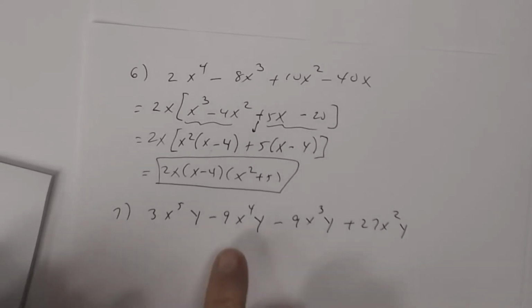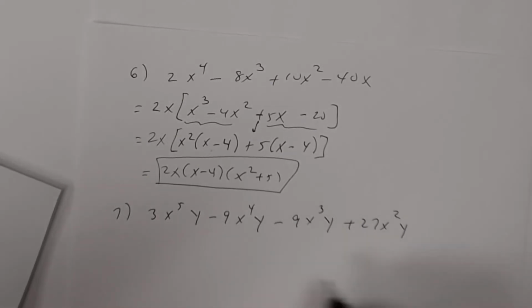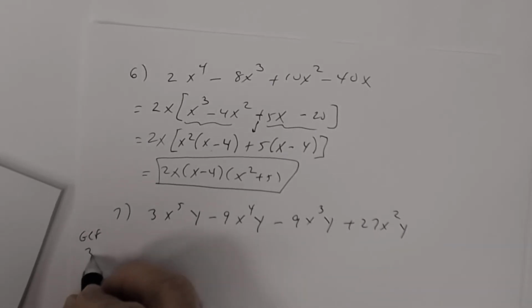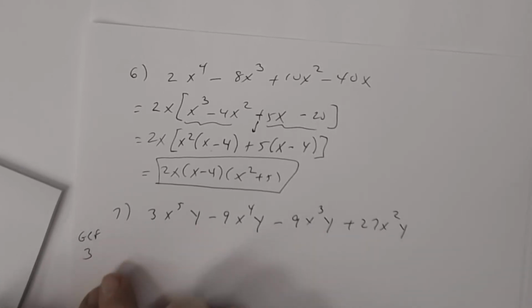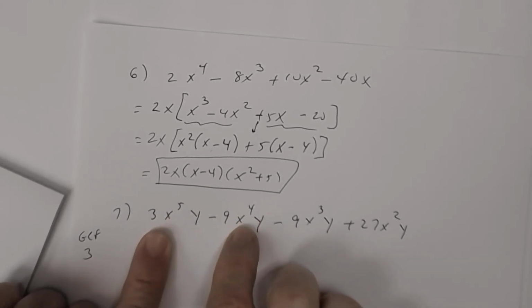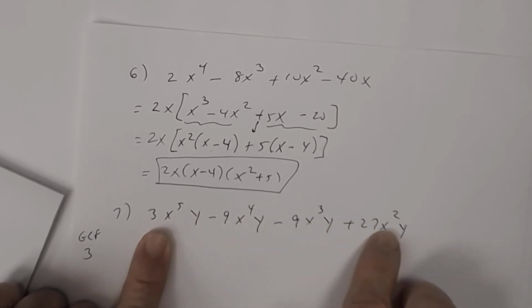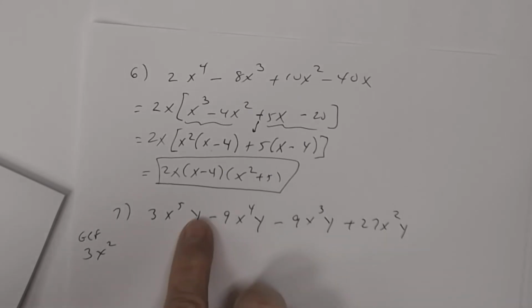So if you look at your coefficients, 3, negative 9, negative 9, 27, the GCF of that is 3. If you look at your x's, are there x's in every term? Yes, there are. So I know I'm going to have some x's in my GCF. There are 5 factors here, 4 factors of x here, 3 factors here, 2 factors here. So I need 2. If you look at your y's, is there a y in every term? Yes, there is. 1 factor here, 1 factor here, 1 factor here, 1 factor here. So I need just 1 factor. So there's your GCF, 3x squared y.